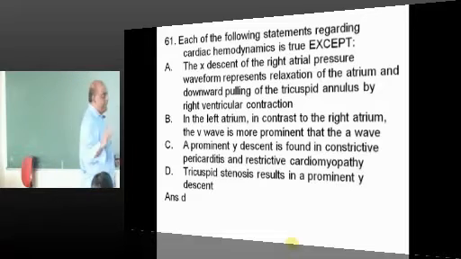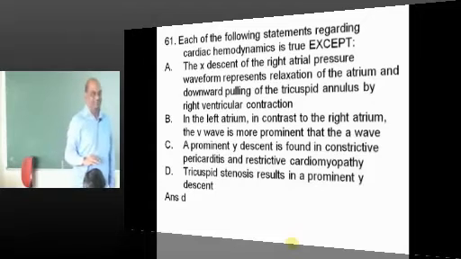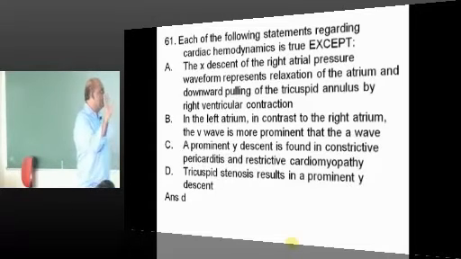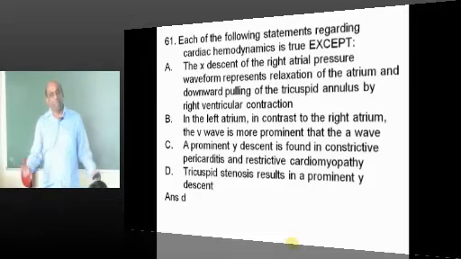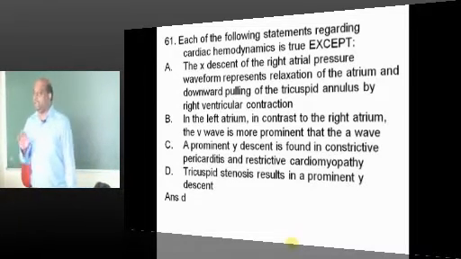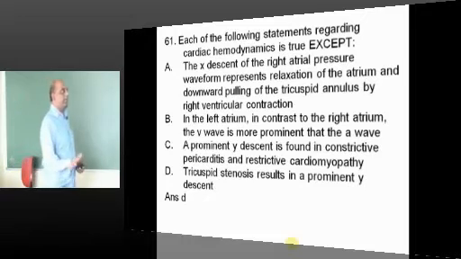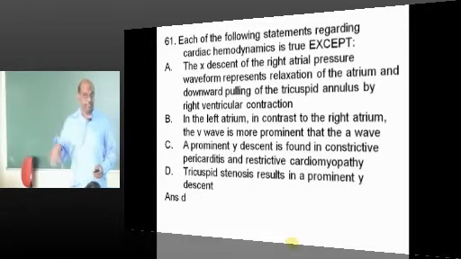Any tricuspid stenosis will not enable the pressure to dramatically fall down in the atrium. Hence Y descent will not be prominent if there is a tricuspid stenosis. That is what you need to know. All waves: A wave, C wave, V wave, X and Y descent. Remember, doctor, in the exam, one question definitely comes.